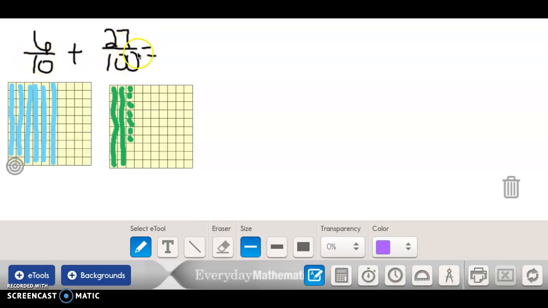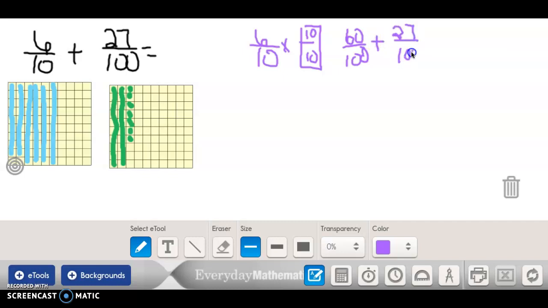So the 27/100ths will be staying the same, and instead we will be making 6/10 into hundredths. Again, using the equivalent fraction rule, I know that to get 100ths in my denominator, I will need to multiply the 6/10 by 10/10. 6 times 10 is 60. 10 times 10 is 100. Now that I have a common denominator, I can add 60/100ths and 27/100ths. And my new fraction, I will get 87/100ths is my new fraction.